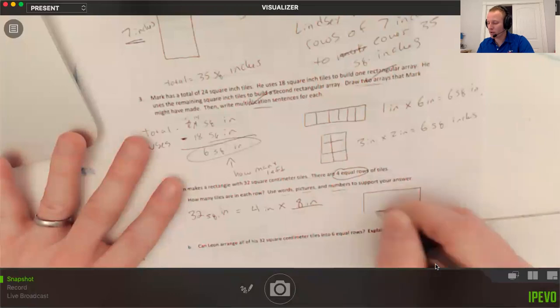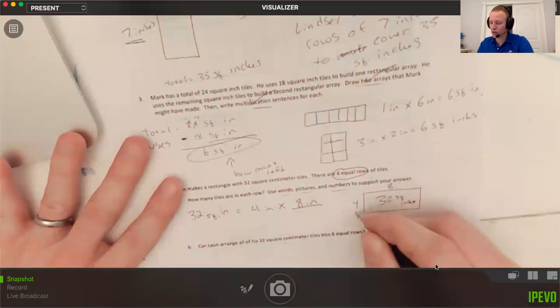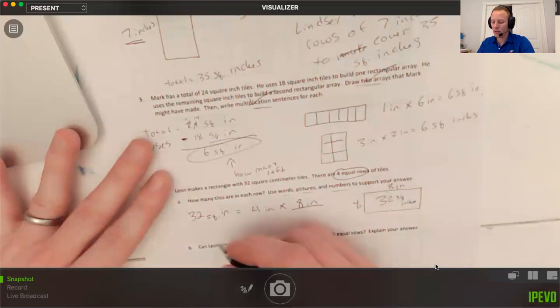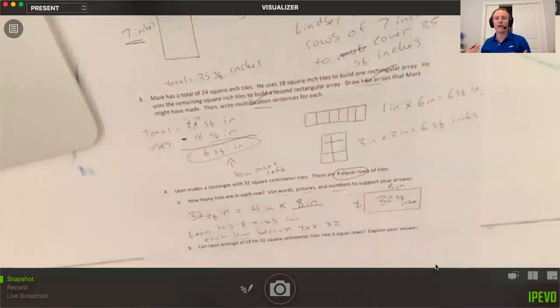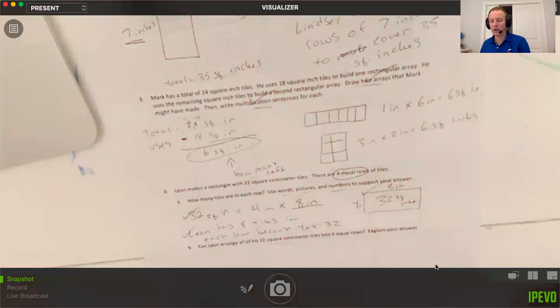Then I might draw a picture and say 4 by 8, and then in the middle I might even say 32 square inches. But that just shows if I multiply 4 inches times 8 inches, I get 32 square inches. And then I'd write a sentence. Leon has 8 tiles in each row because 4 times 8 equals 32. This is a very complete answer. I have used numbers, I've used words, and I've used a picture, just like the question asked me to. And I've answered all the parts of that question.